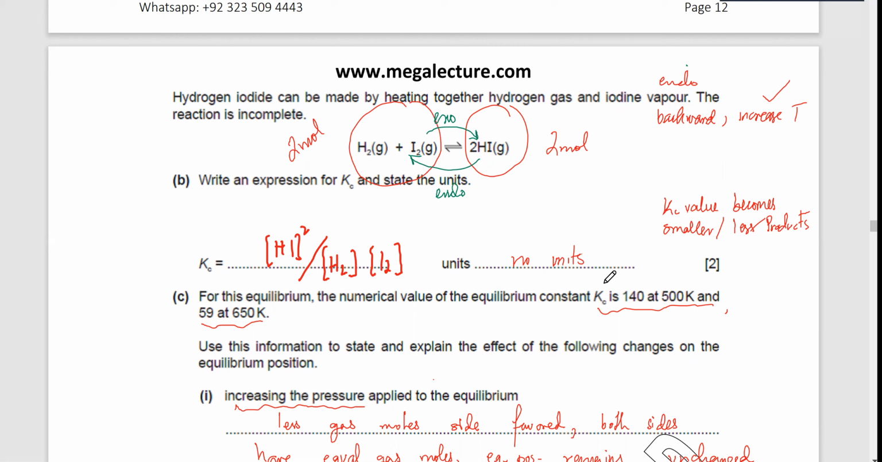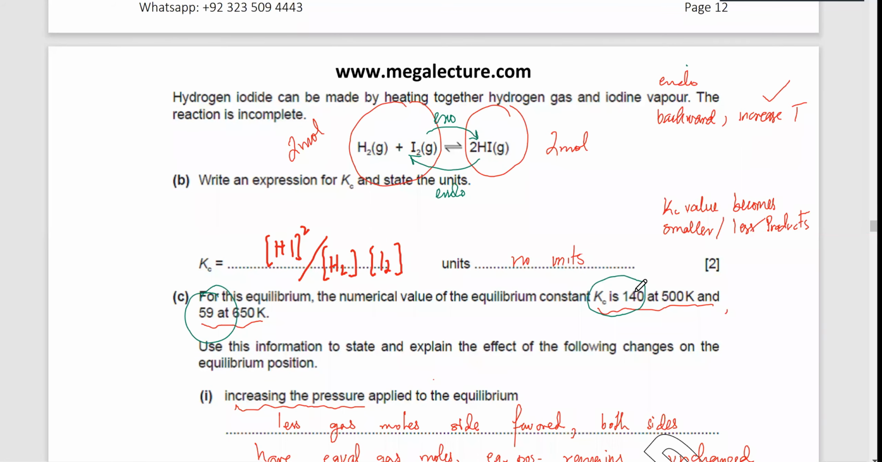The information that was provided was over here that you had Kc 140, and then you had another value of Kc which is 59 at two different temperatures. Remember, Kc is products over reactants, right? So if Kc value comes out to be smaller, that means you have less products and more reactants. If Kc value is higher, that means you have more products and less reactants. So if Kc value becomes smaller, backward reaction is the one that's going to be favored.